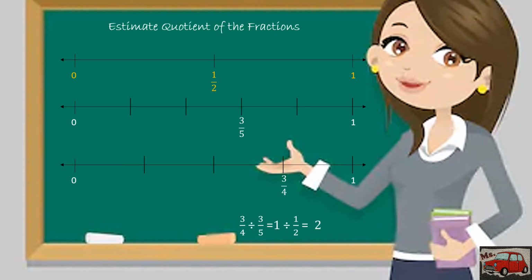Alright, so this time we will get the estimate quotient of the fraction. So instead of multiplying, we will divide 1 and 1/2. So the answer is 2. So the estimate quotient of 3/4 and 3/5 is 2.